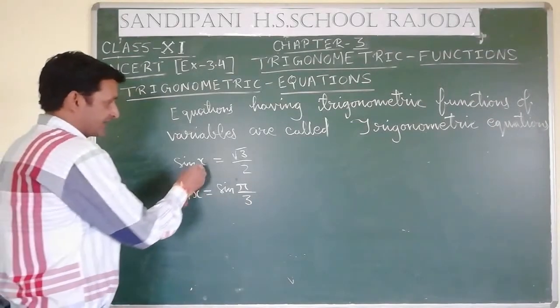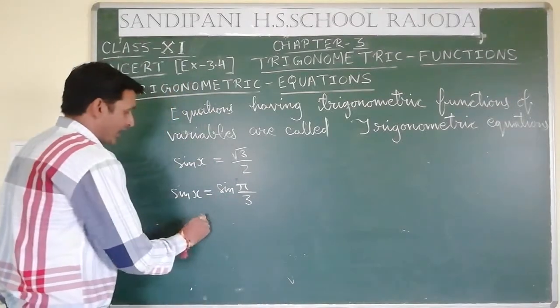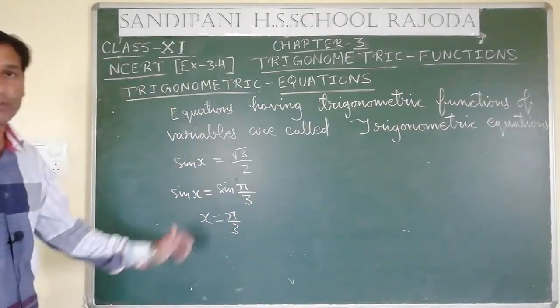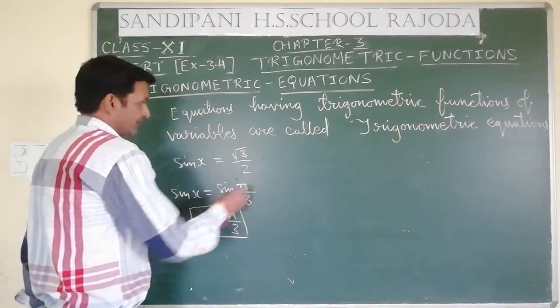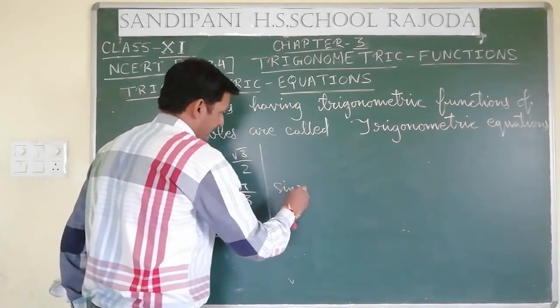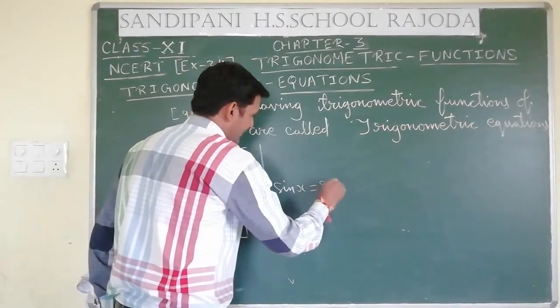Okay, sin x is equal to root 3 by 2 means sin x is equal to sin pi by 3. So x is equal to pi by 3. Is this sufficient? No, it is not sufficient. One more value is possible there. Sin x is equal to sin pi by 3 is there.